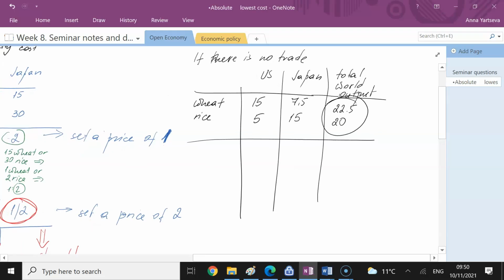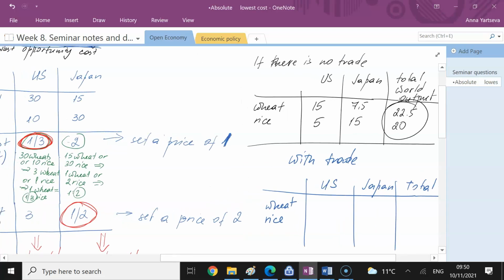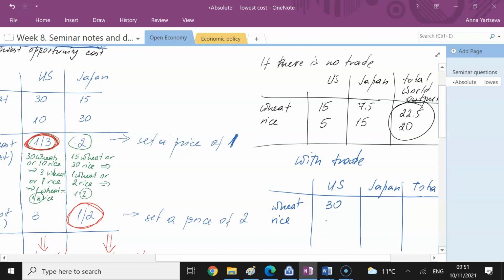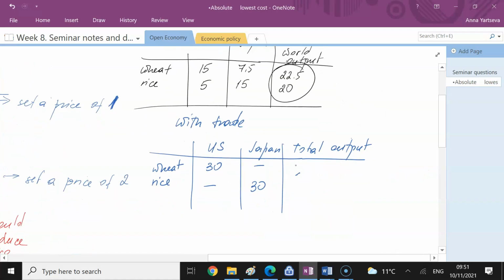If countries specialize with trade, let's see how it will affect the combined output. Again, the same table: US, Japan, total output, wheat, rice. The US will produce all of the wheat, and it doesn't produce any rice, while Japan produces only rice and no wheat. What is the total output? 30 and 30. And now compare. How do these compare? Apparently, this is much more beneficial. The combined total output will be higher if you specialize.